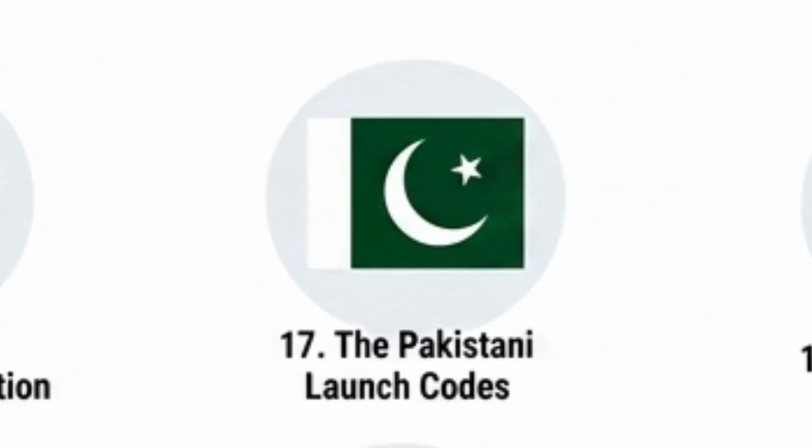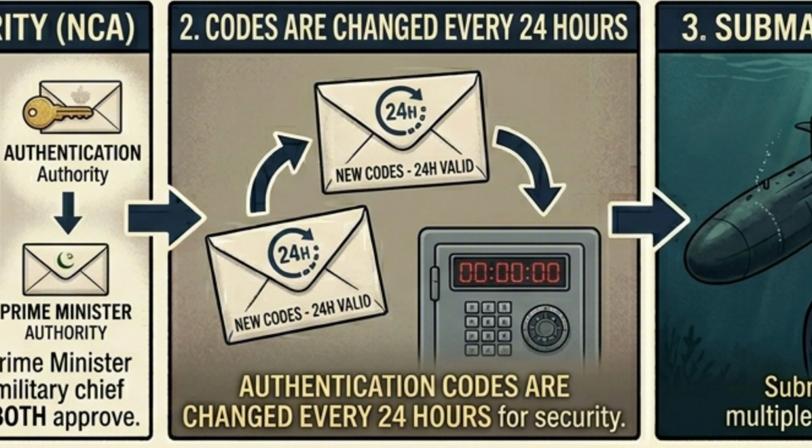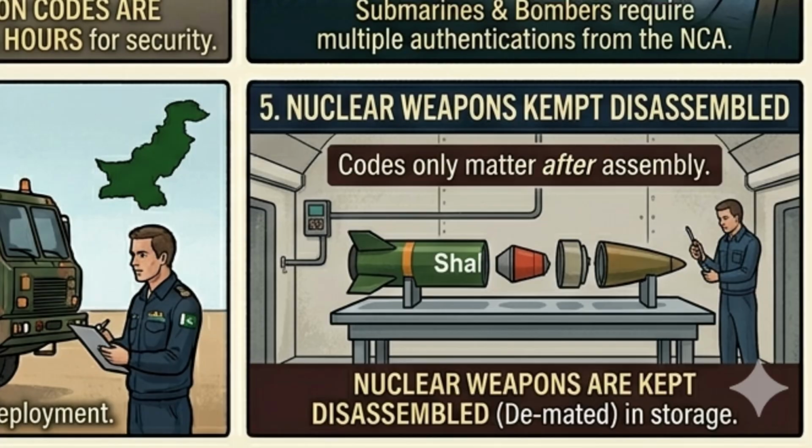17. The Pakistani launch codes. Pakistan keeps its codes with the National Command Authority. The Prime Minister and military chief must both approve. The codes are changed every 24 hours. Nuclear weapons are kept disassembled, so codes only matter after assembly.